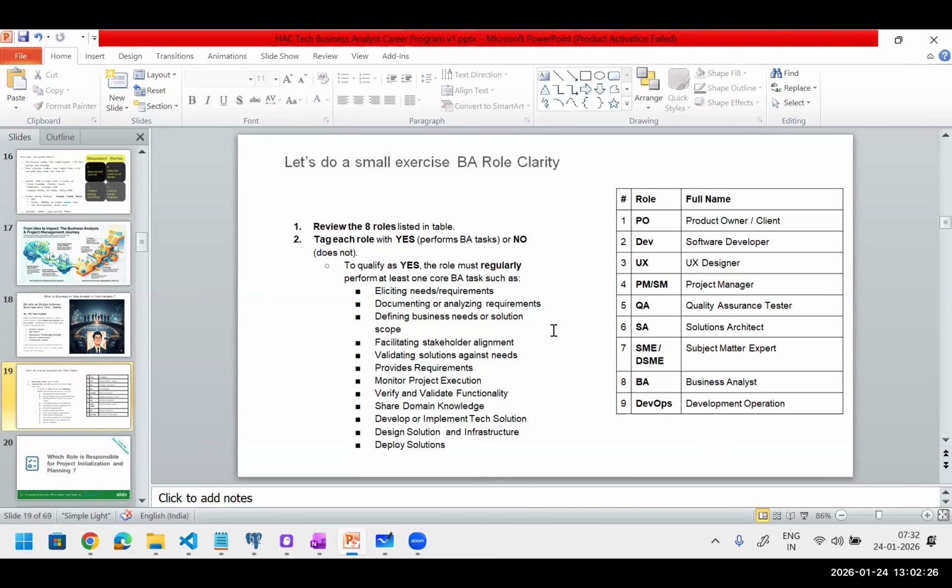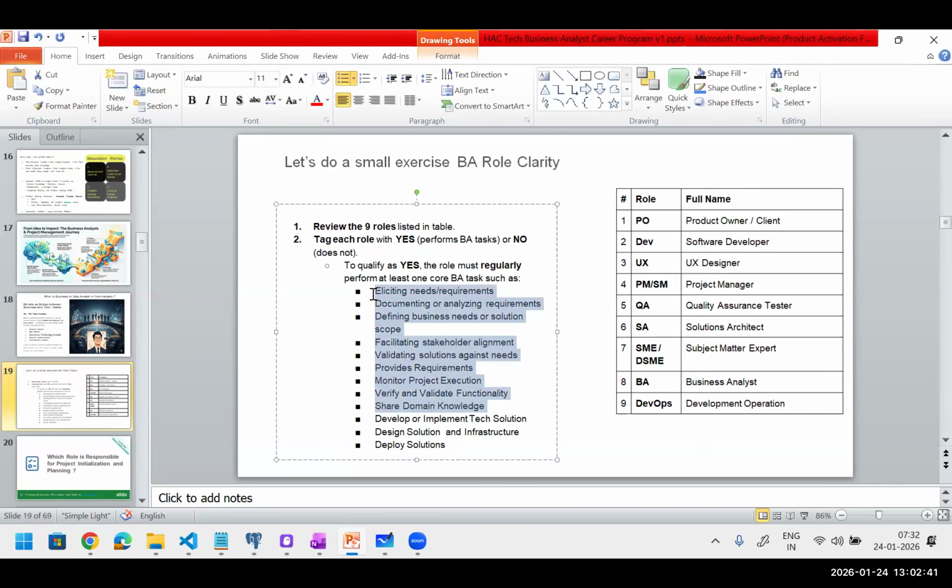What if I give you these 9 roles, and these are the activities? I told you that a project is nothing but a set of activities that will be carried out, right? So, who is going to carry out these? Let's say, provides requirements. Who is going to provide the requirements in this?